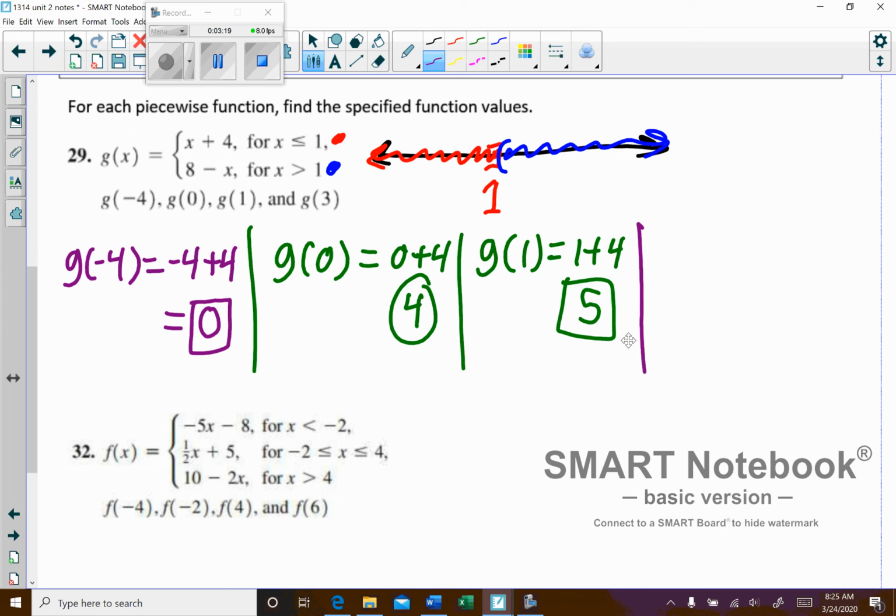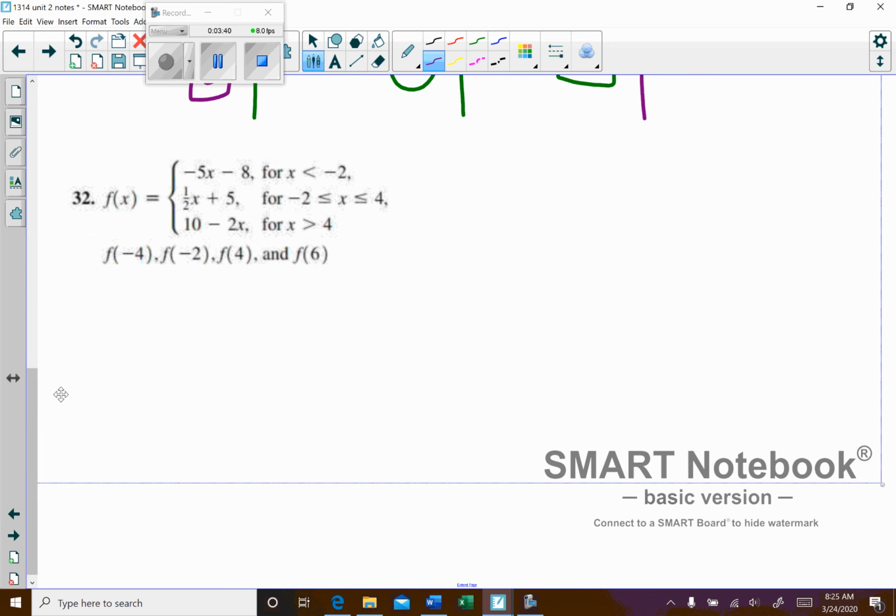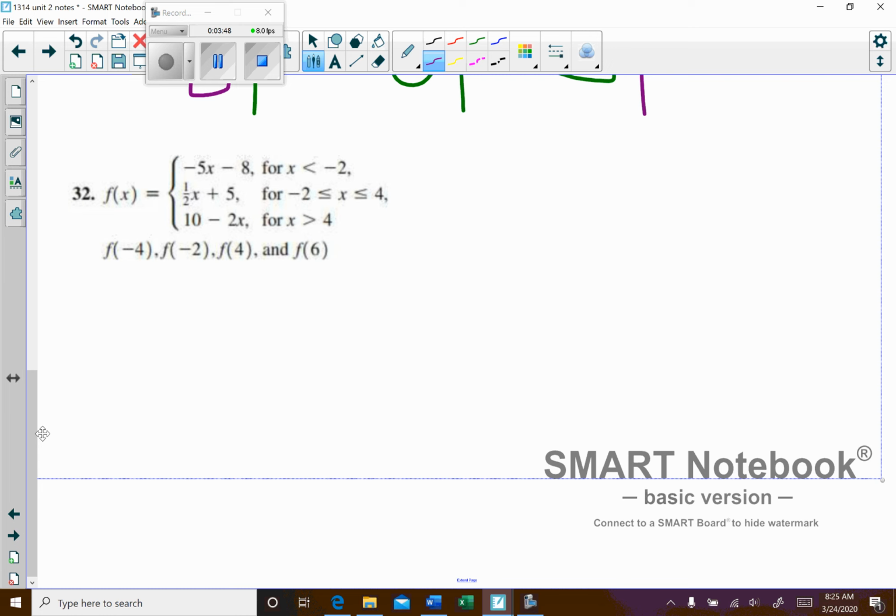And then the last one, g of 3. Obviously 3 is going to end up here in the blue, so we're going to plug it into our second one. So g of 3 equals 8 minus 3, which is 5. All right, let's try another one. We'll try one with 3 functions. We're going to only work with 2 and 3, but you could go 4, 5, 6. It could go unlimited. But that's what we're going to mainly focus on.